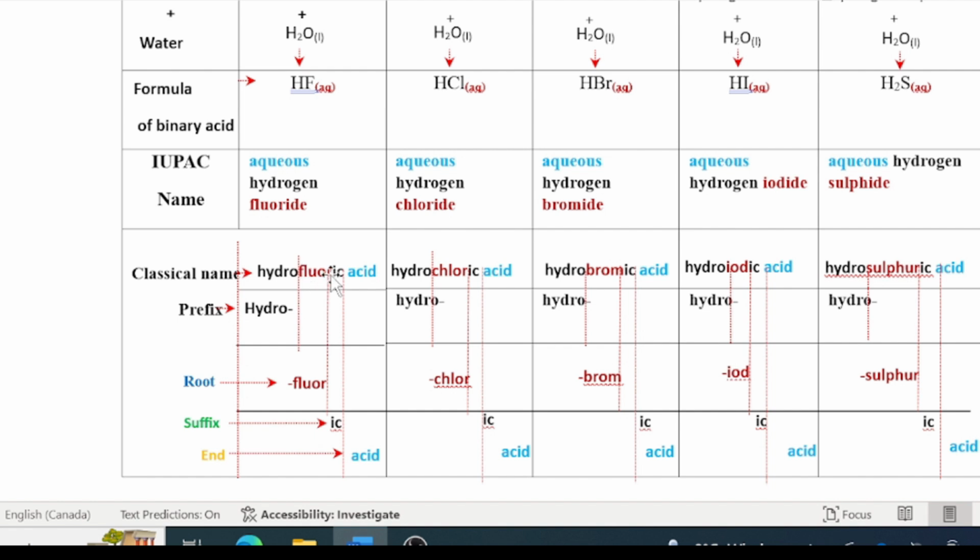Fluorine becomes fluoric and acid. So the root is fluor, the suffix is ic, and then you end up with the acid. And you can see that for everyone there. Hydrochloric acid, hydrobromic acid, hydroiodic acid, hydrosulfuric acid. So note that then, okay?